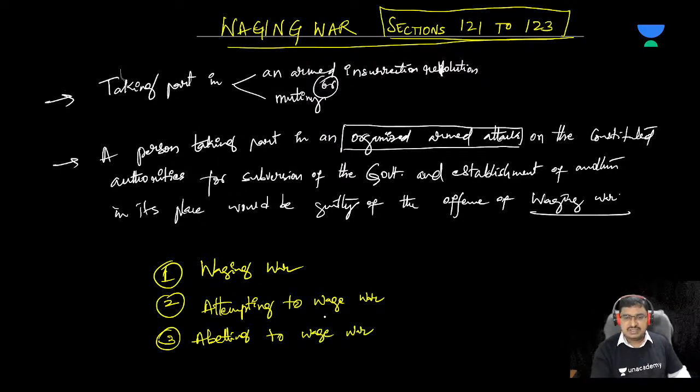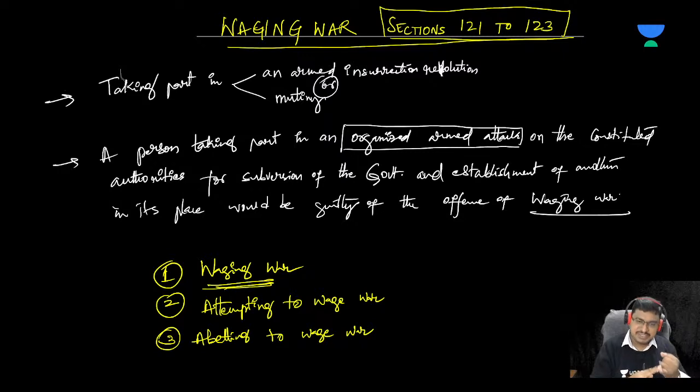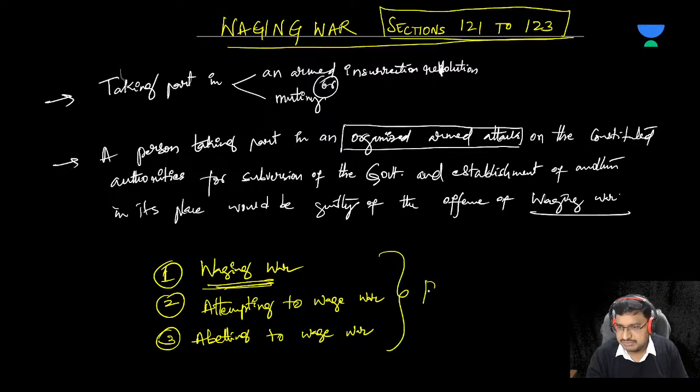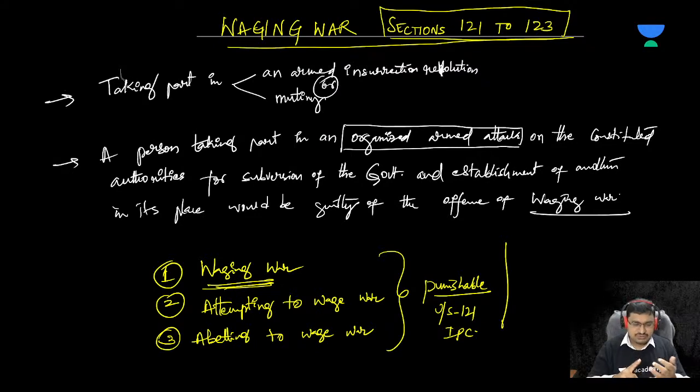Therefore, friends, here direct participation, taking part in waging war, is punishable. All are punishable under section 121 of IPC. Coming to this classification, first, waging war: the person who is taking part in an organized attack on the government or any establishment of the government, or who wants to establish any replacement in the place of the government through their armed insurrection or organized armed attack. Therefore, taking part in waging war is an offence.